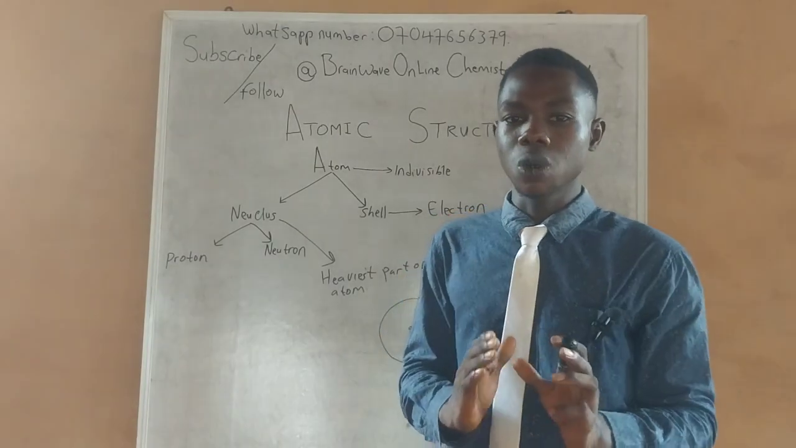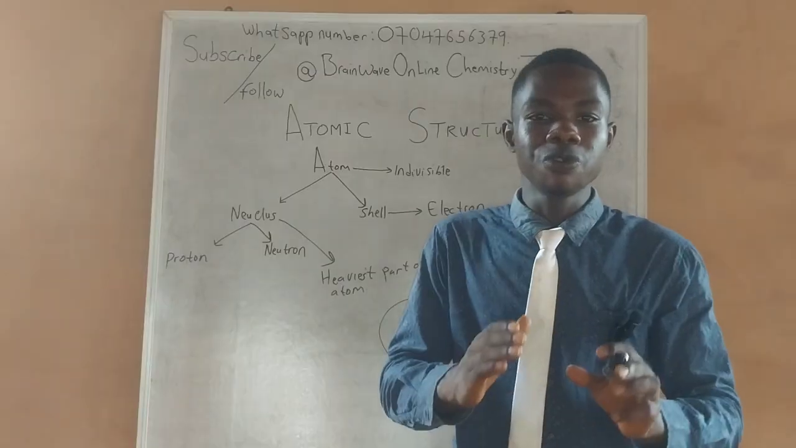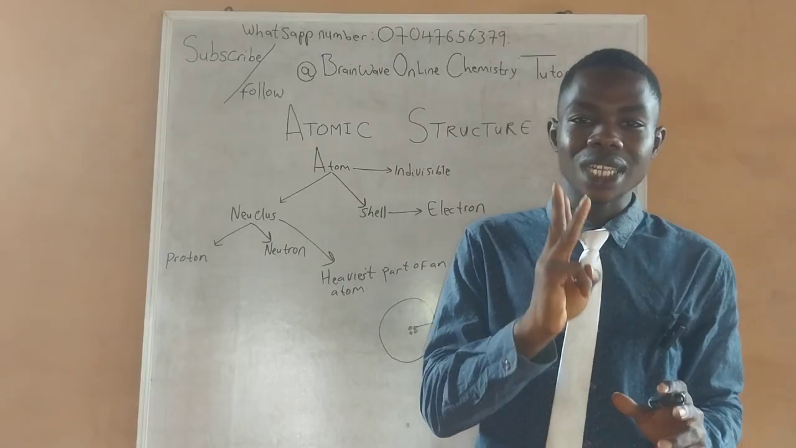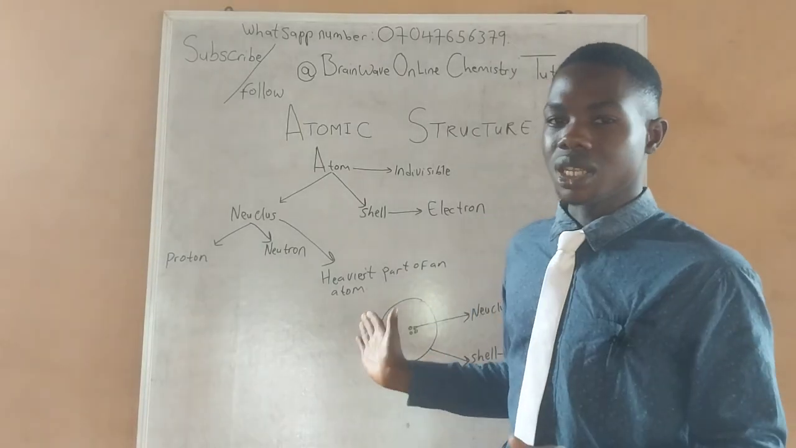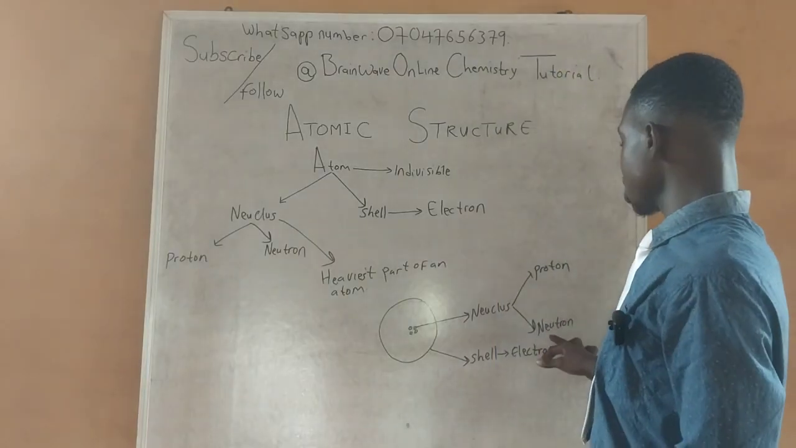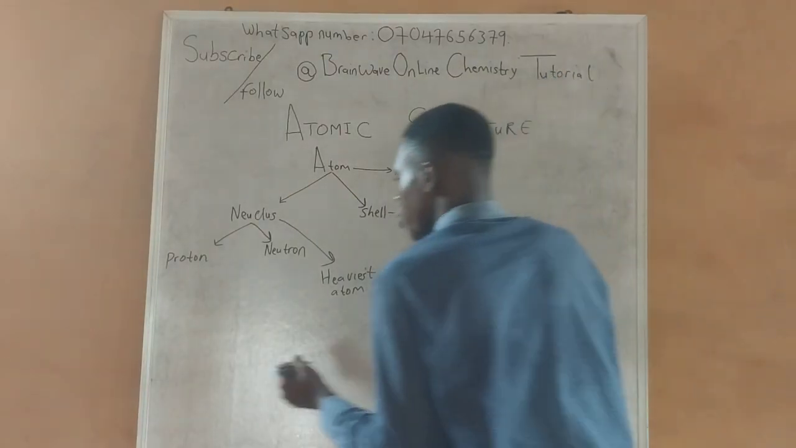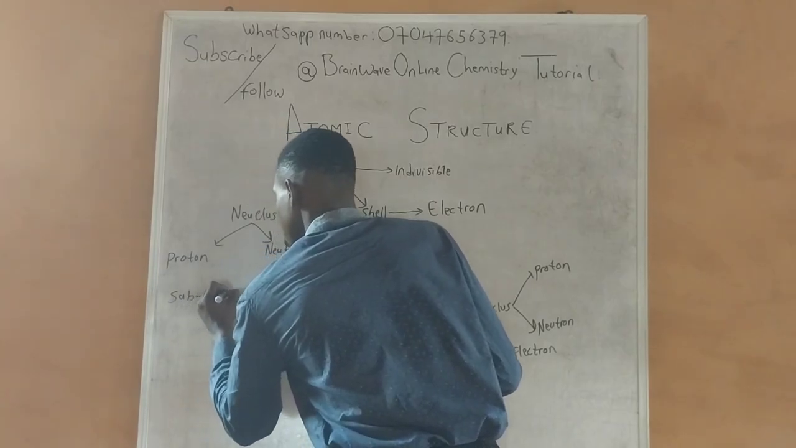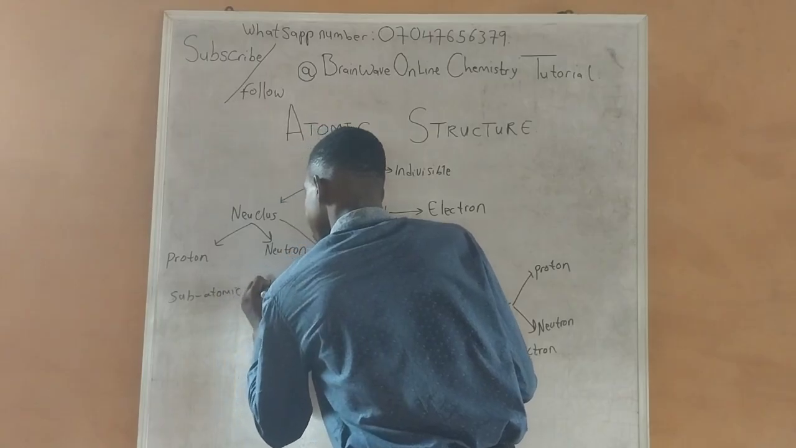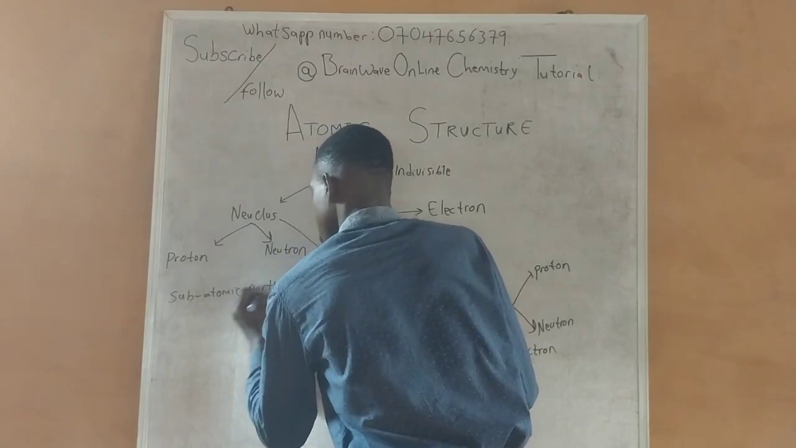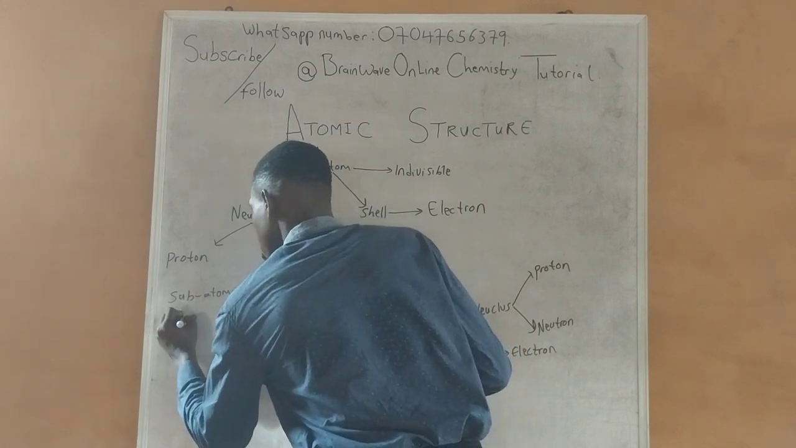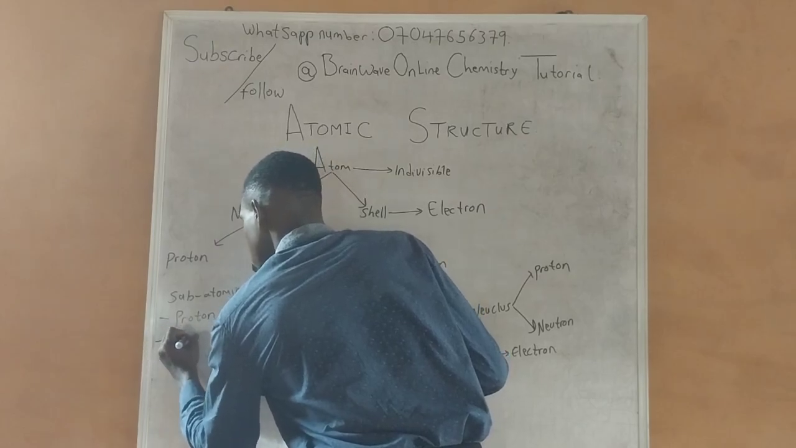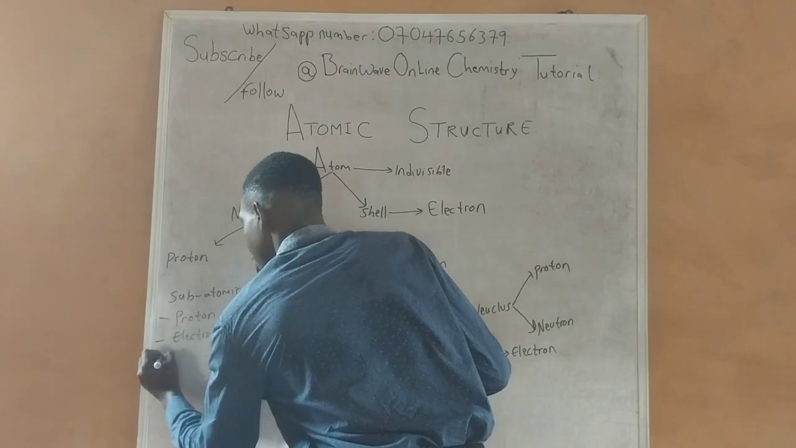So let's continue with the class. I said earlier that we'll be moving straight towards subatomic particles. The subatomic particles are three in number, and they make up the structure of an atom. They include the proton, the electron, and the neutron.